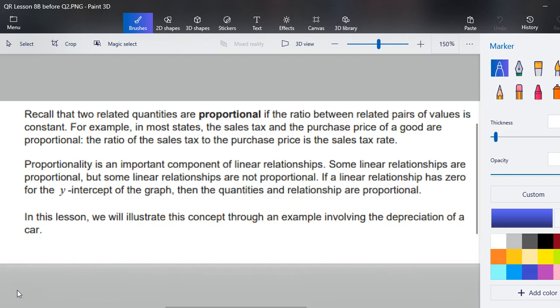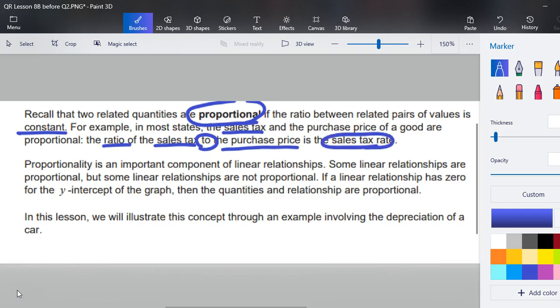Recall that two related quantities are proportional if the ratio between related pairs of values is constant. For example, in most states, the sales tax and the purchase price of a good are proportional. The ratio of the sales tax to the purchase price is going to be that constant, the sales tax rate.